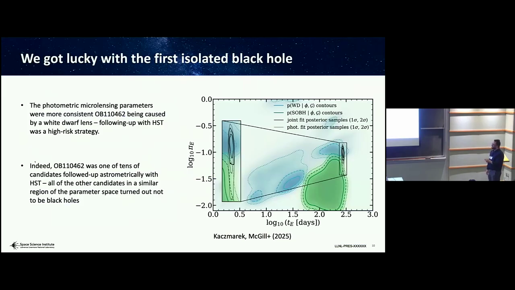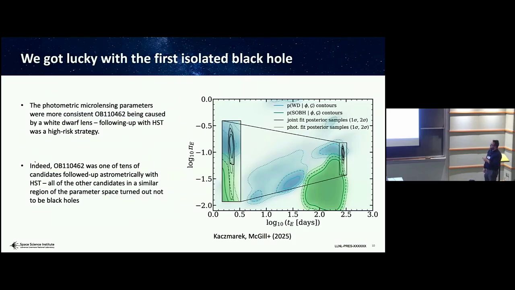But what this is saying is that if we'd thought carefully about this, trying to allocate expensive follow-up was kind of a high-risk strategy, right? If you just look at the light curve, this is much more likely to be a white dwarf than a black hole. And nobody's doing anything intrinsically wrong here. This is just because it's really hard to measure anything robustly down here.